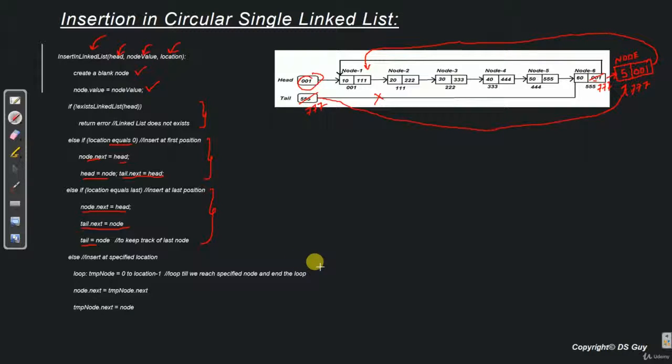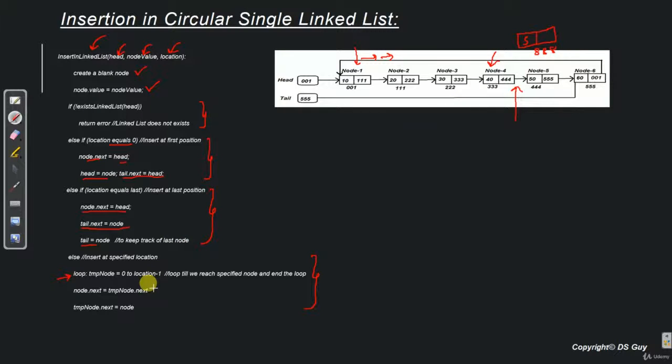Now let's say if we want to insert the node anywhere apart from the first and the last position, then the control will go to this else block and let's see how this works. This is our new node having value 5 located at address 888 which we want to insert, let's say in between 4 and 5. So we have to run a loop starting from 0 till location -1. We'll start with the first node and keep going towards right till we reach location -1. That is, we stop here.